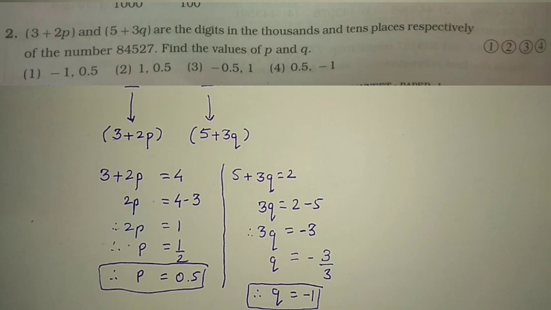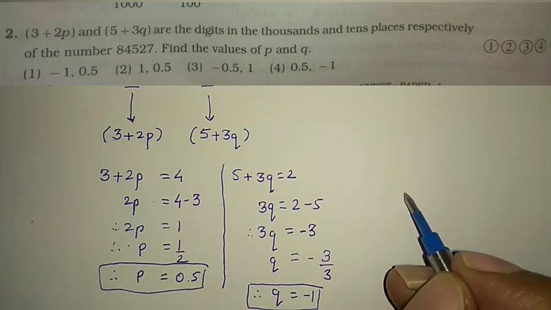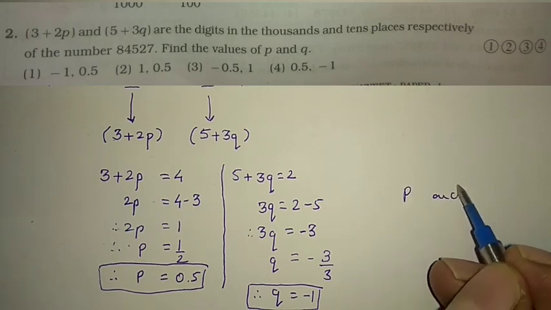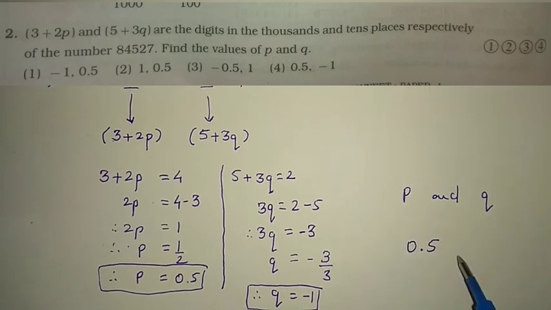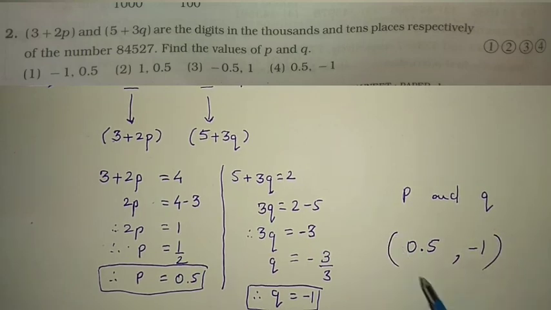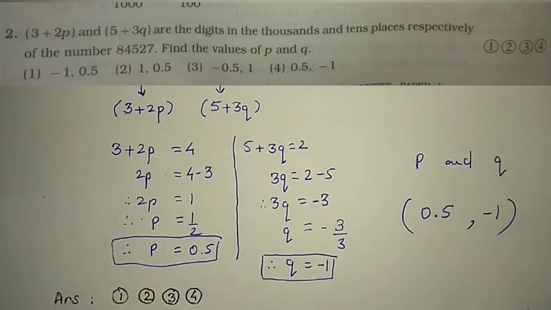So what is our answer? We had to find the values of p and q. The value of p we got is 0.5, and the value of q we got is minus 1. So 0.5 and minus 1 is our answer. Which option has 0.5 and minus 1? In the question, option number 4 is 0.5 and minus 1. So option number 4 is the correct answer, and in the answer you have to fill option number 4.